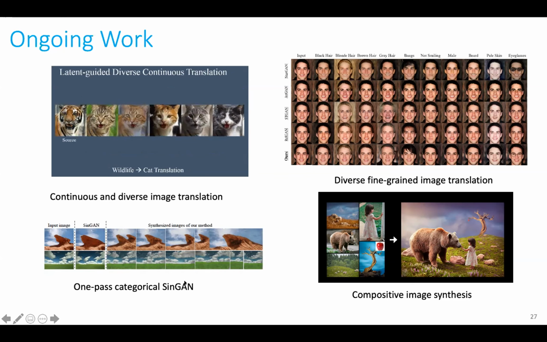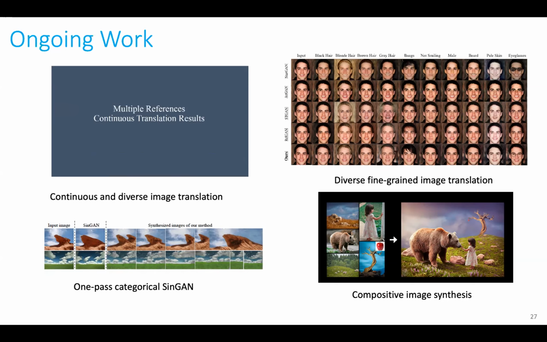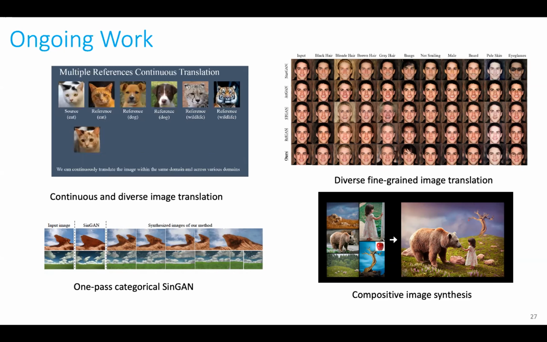Another work that we've been working on is to speed up SinGAN. We use a meta learning method so that we can synthesize a result with one pass. Typically with SinGAN, you have to train for thousands of iterations, but with this method, all you need is just one pass and you can synthesize a result.